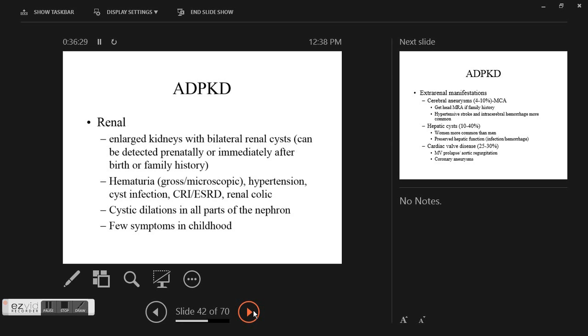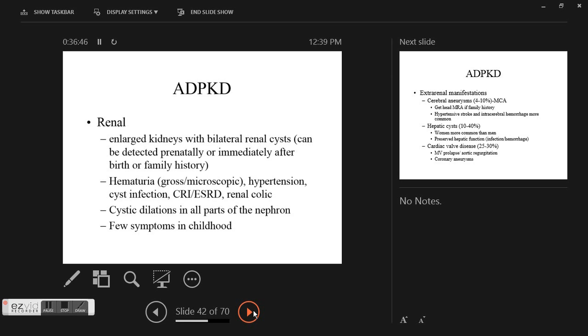You'll see cystic dilations in all parts of the nephron. So I think of autosomal dominant dominates the kidney, takes over the whole kidney. So think of it that way. Pediatrics, you guys don't deal with it a lot because, quite frankly, it becomes a problem in adolescence and adulthood.